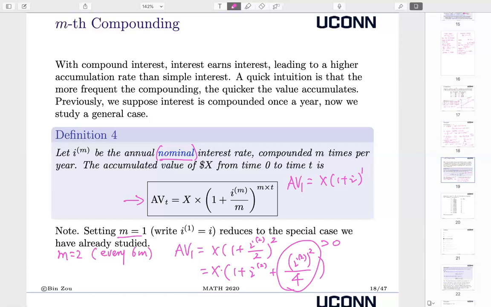And of course, if you compound even more often, let's say 4 times a year, every quarter, you will receive even more, because every time you expand a polynomial, let's say to the fourth power, you get more terms, and they are all positive because i is usually positive. The additional positive terms mean the accumulated value is bigger. So a quick intuition is that by compounding more, one will receive more over the same amount of time.